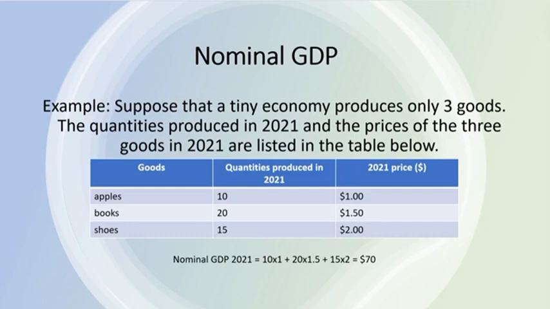Now, to calculate the nominal GDP for the economy for 2021, you need to multiply the quantity times the price for the same year. Meaning for this year, 2021, you would multiply the 10 apples by the $1 price, and the 20 books by the $1.50 price, and the 15 shoes by the $2 price. Shown at the bottom is the work, which would total up to the nominal GDP of 2021 totaling $70.